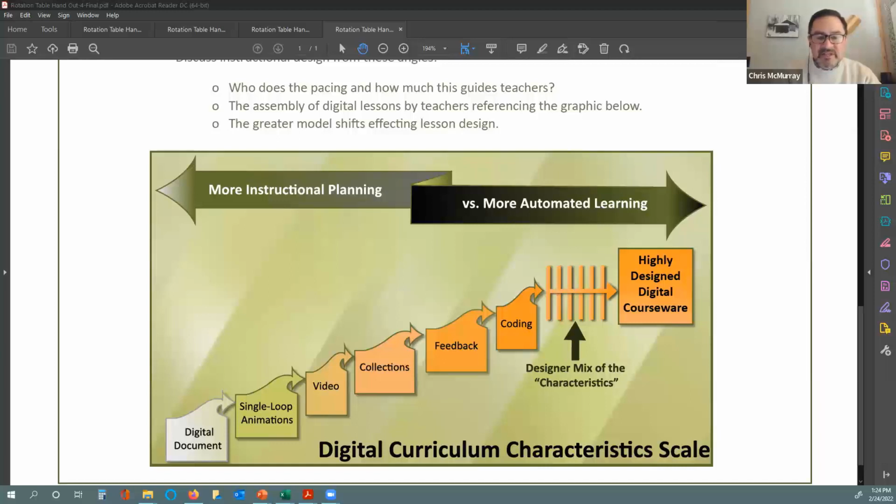One of the questions that comes up for me in terms of this learning design, and you see different systems treating it differently, is who creates the pathway, and how much of this is done at the central office level, how much is done at the building level, and how much is done at the classroom level.